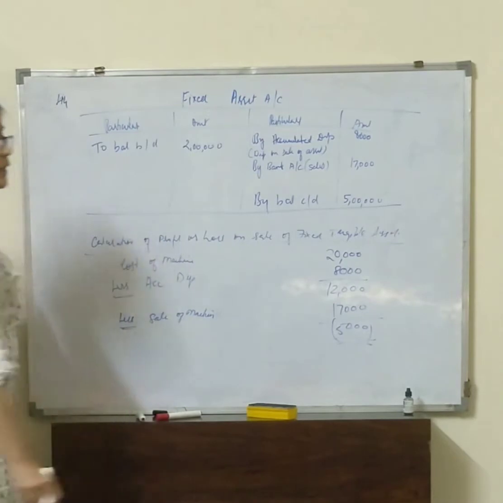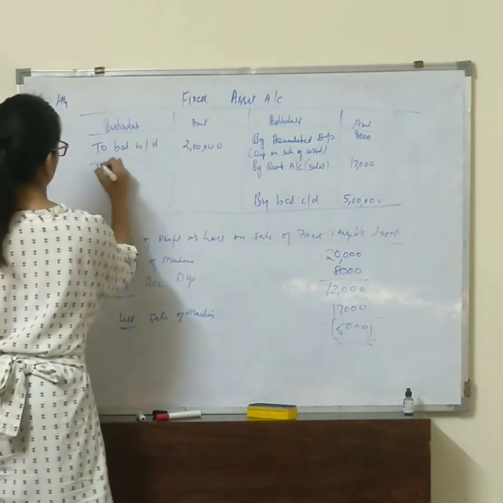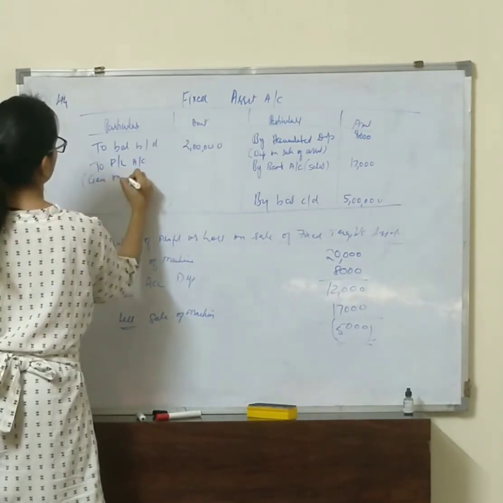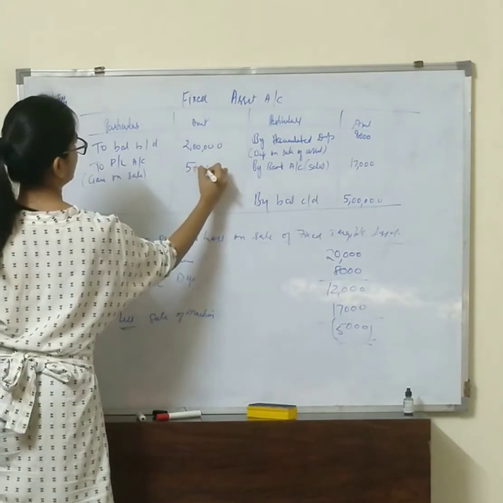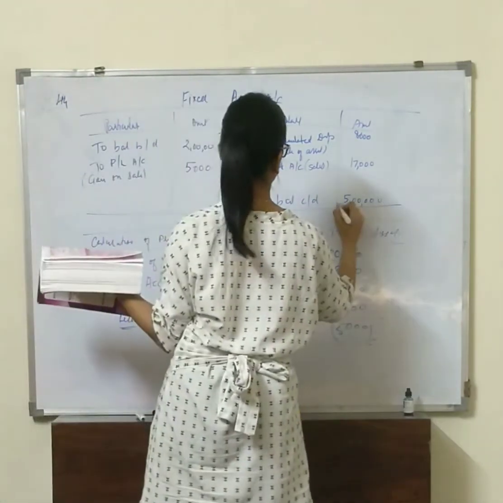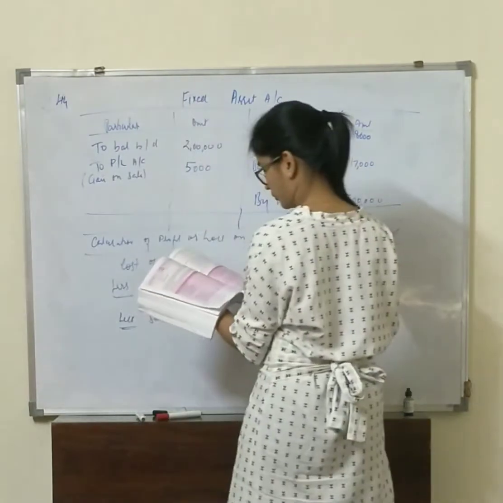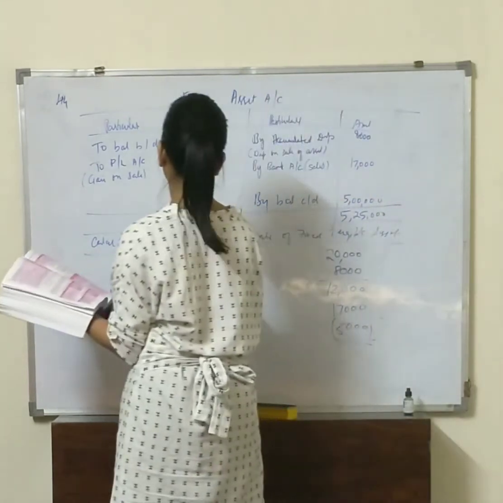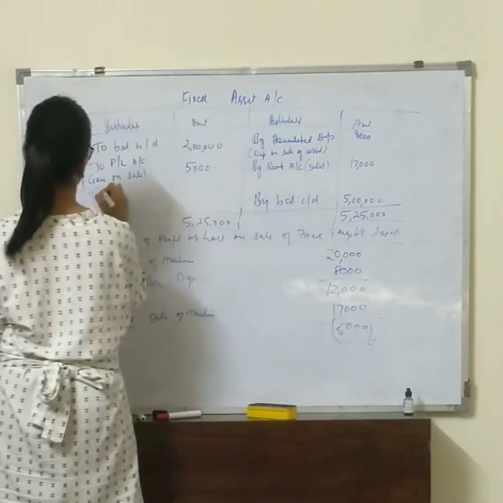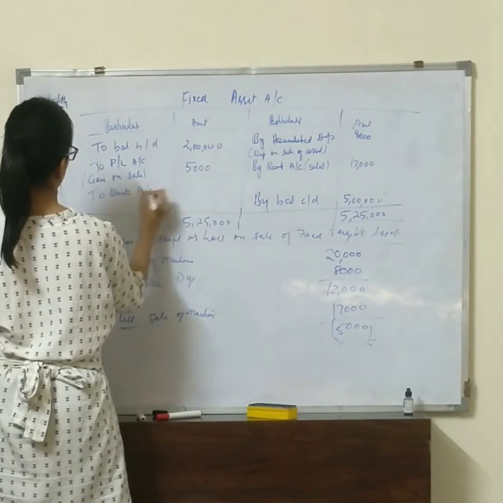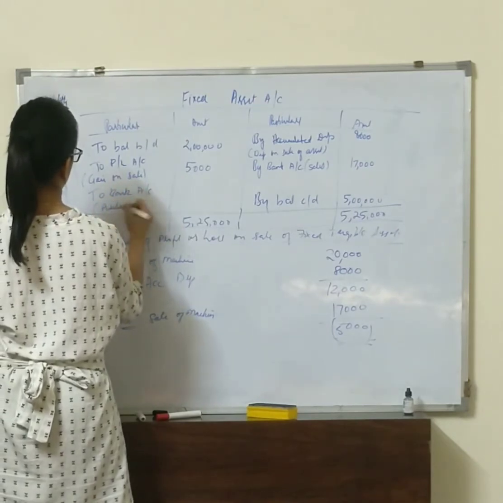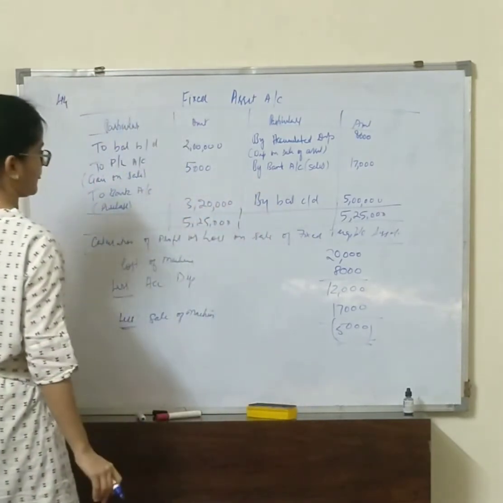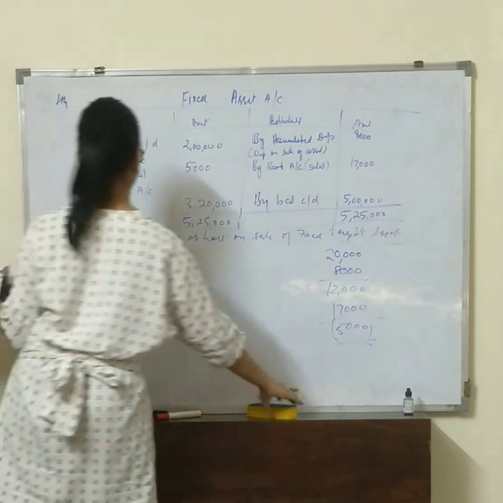So we get profit. Where do we write the profit? Debit side or credit side? We write it on our debit side to P&L account, gain on sale. Now what is the total we get? Which side is more, debit or credit? Our credit side is more. What's the total? 5,25,000. So balancing figure will be a purchase of fixed asset. So to bank account in bracket purchase of fixed asset. How much is it? 3,20,000. So this is how we prepare a fixed asset account.